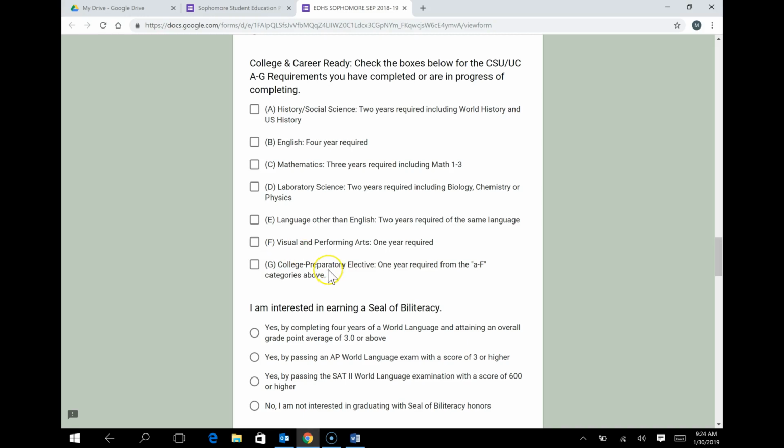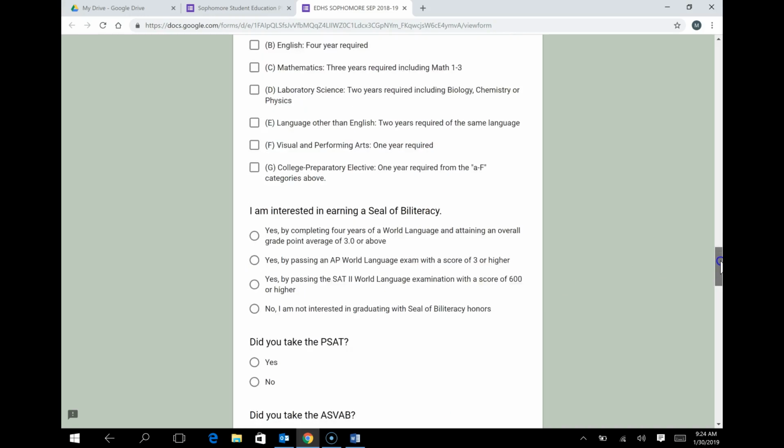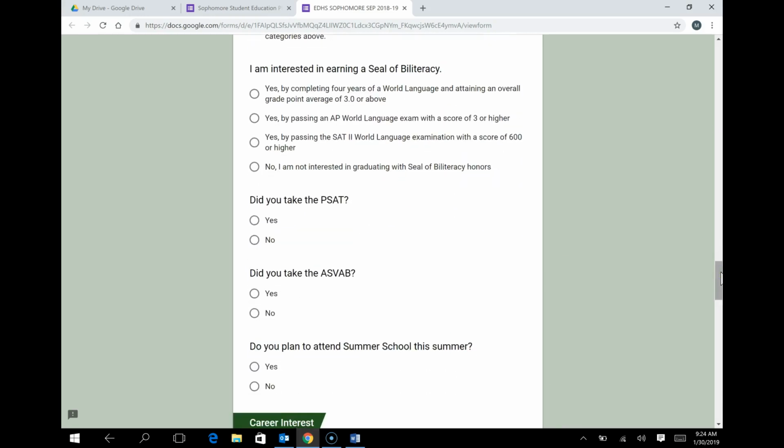And G is a college preparatory elective, 1 year requirement from any of the A through F categories above the minimum requirement. So most of you probably have not fulfilled this area at this point, but some of you may have had an opportunity to take a psychology course through COS, or I think some of you did AP Human Geography last year, and so that would fulfill this area, so you could mark G. The rest of you who have not had an opportunity, don't worry about that just yet. We will get that taken care of.